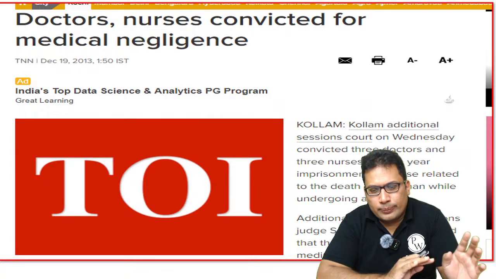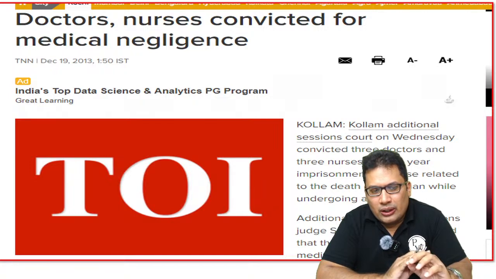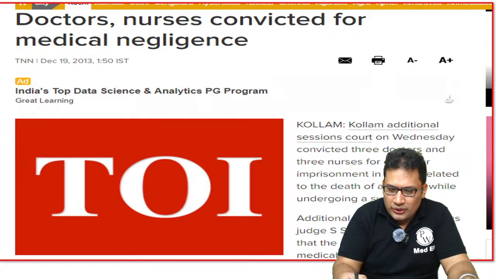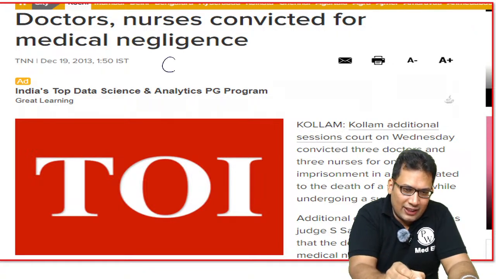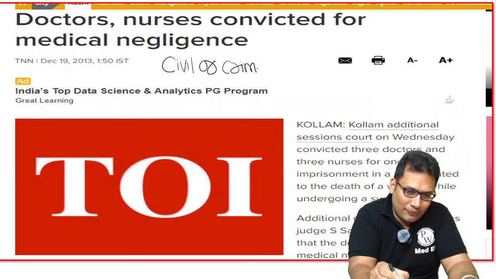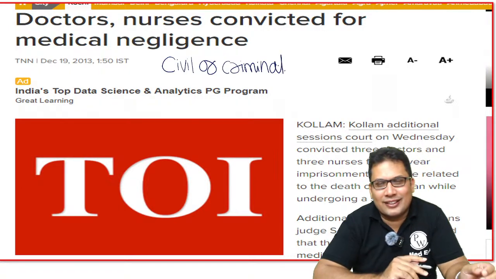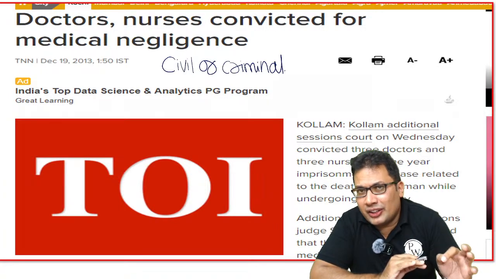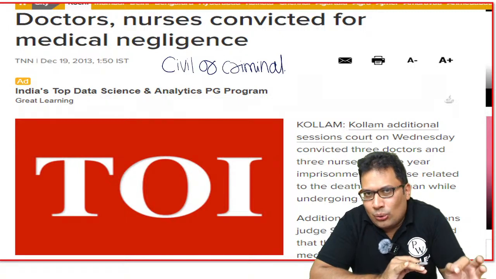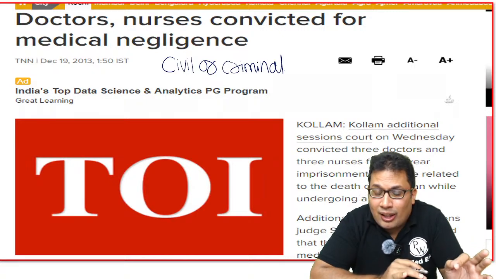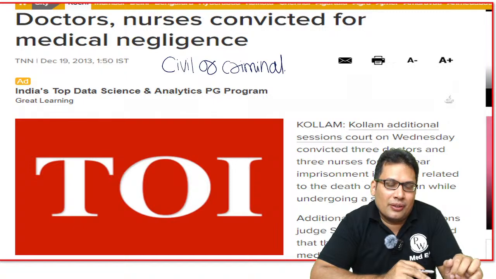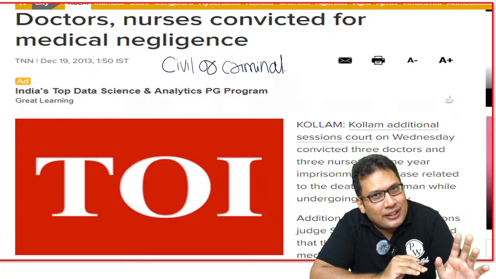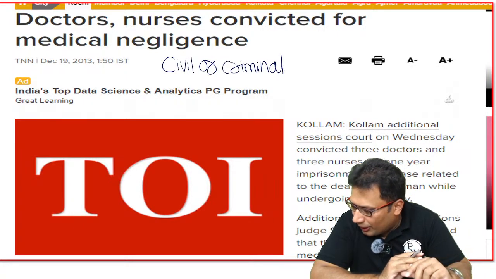Chalo. Look at this newspaper headline, try to answer. Doctor, nurses convicted for medical negligence, around 6 months. Is it a civil negligence or criminal negligence? Is it a civil or criminal case? Conviction is there. When the word conviction is used, when it is handled by a criminal court, when the punishment is imprisonment, it must be criminal negligence. In civil negligence, there is only compensation. Yes, criminal negligence. Good.